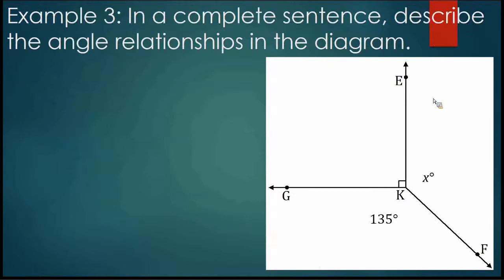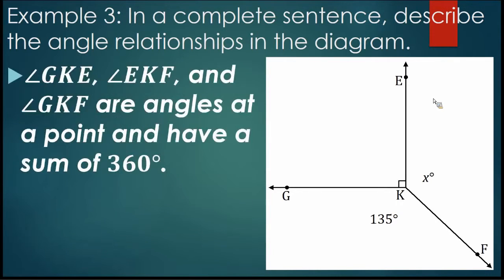Example 3. In a complete sentence, describe the angle relationships in the diagram. Well, first, we have GKE and EKF and GKF. They're angles at a point, and they have a sum of 360 degrees. If we add up all three of those, we get 360 degrees, because we can make a complete revolution around. So that means all three added together get 360.